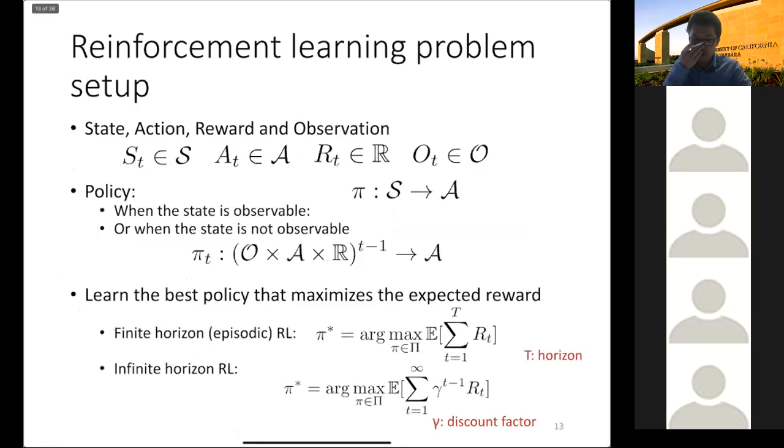So, slightly more notation. We're using this calligraphic letter to represent the state space and action space, and these capital letters S_t and A_t are typically random variables. It is clear from context, but this means the random variable of the state at time t, and the potentially random action at time t taken by the agent. And R_t is a real-valued scalar, which measures the immediate reward that you receive at that particular point.